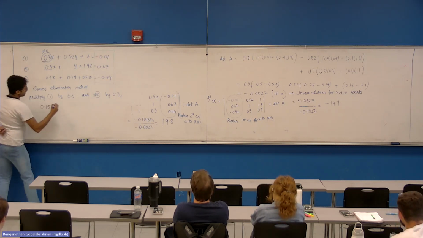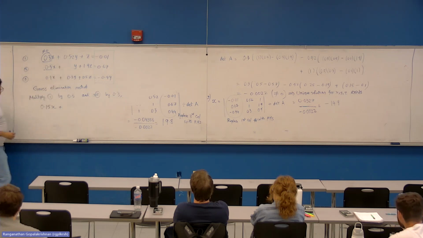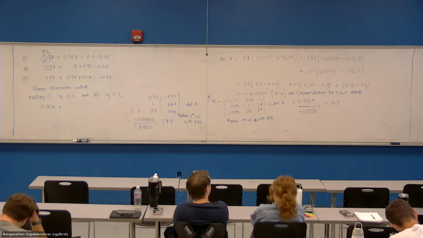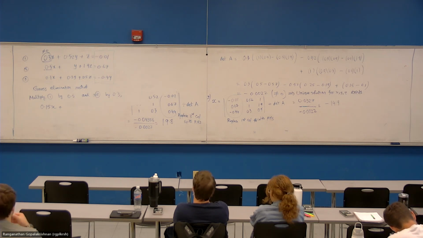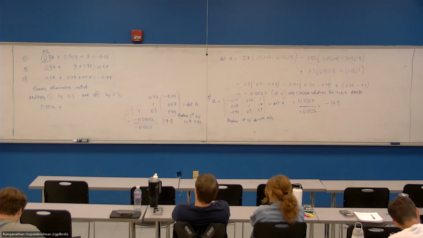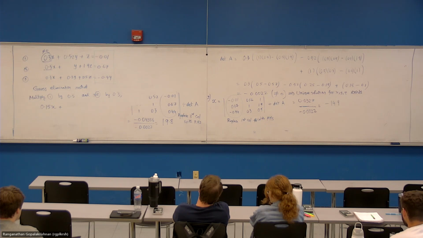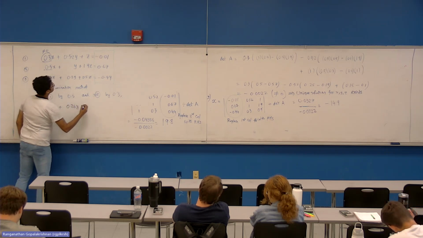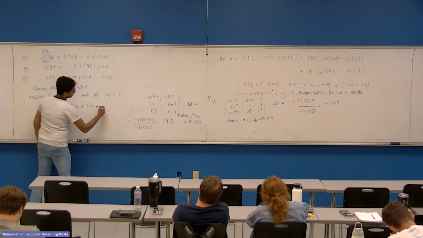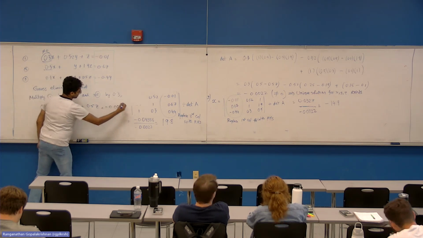0.15x plus, what is 0.5 times 0.52? I need to keep my calculator handy. 0.5 times 0.52, that's 0.26. 0.26y plus 0.5z equals minus 0.005.